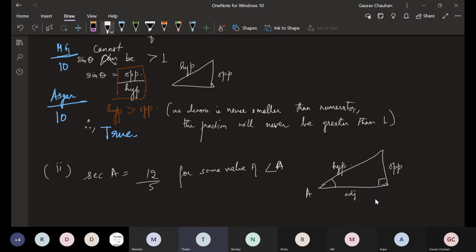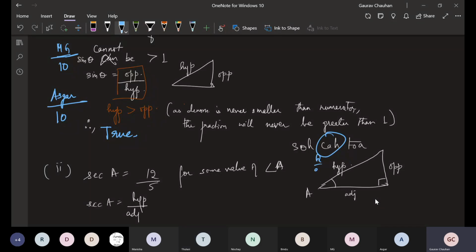Sir, it is hypotenuse by adjacent, sir. Secant A is equal to hypotenuse by adjacent. It is the reciprocal of cos A. You should remember SOH CAH TOA. Secant is the reciprocal of cos, so it is hypotenuse by adjacent. Not opposite, reciprocal. Sorry for the word.